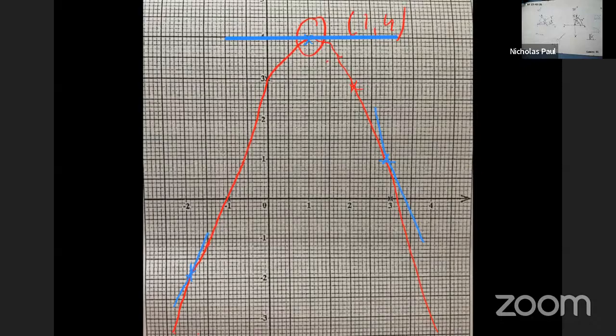Without working it out, anybody can tell me what's the gradient of that line? 0. That line has no slope, right? So you're supposed to get 0. Work it out fast.